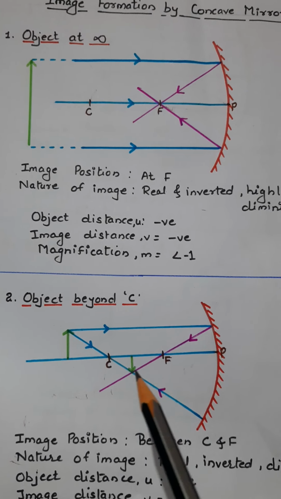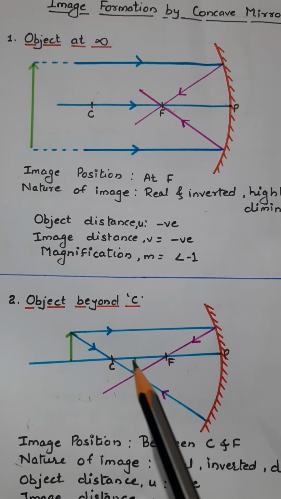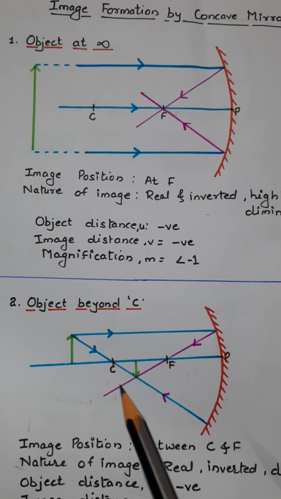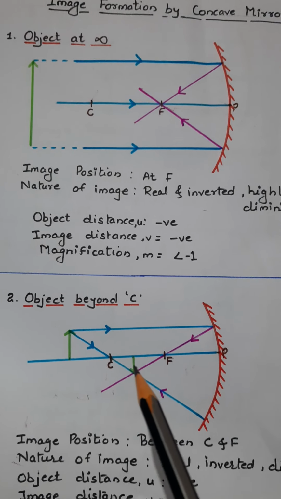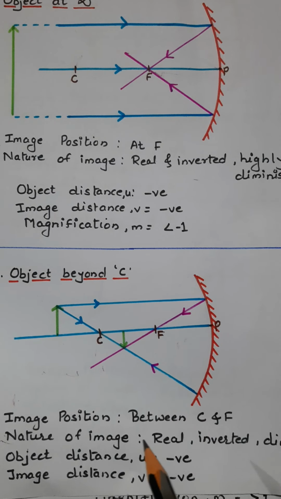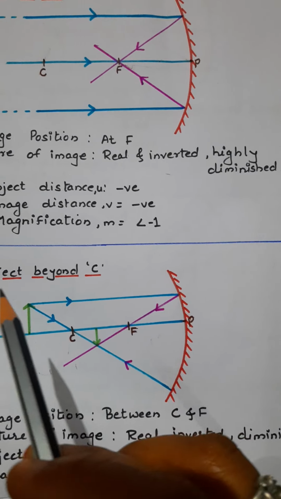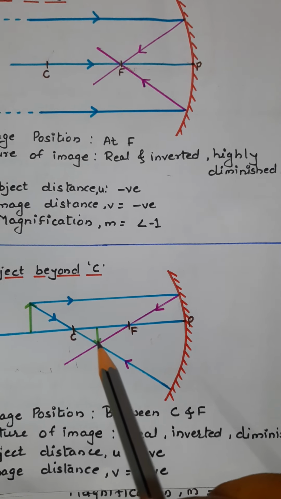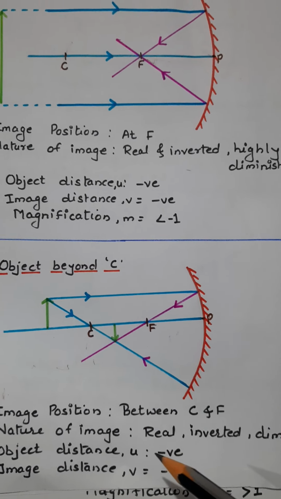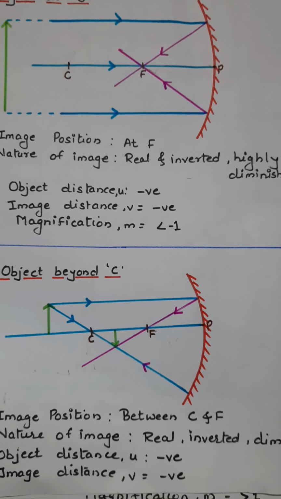As both the reflected rays are meeting in between the center of curvature and focus, we get the formation of the image here in between C and F. As both the rays are actually intersecting each other, we get a real image. So in this case, the image position will be between C and F. The nature of the image will be real, inverted and diminished, as you can compare the size of the object and the size of the image formed. In this case, both the object distance and the image distance are negative as per the sign convention, and magnification will be less than 1.